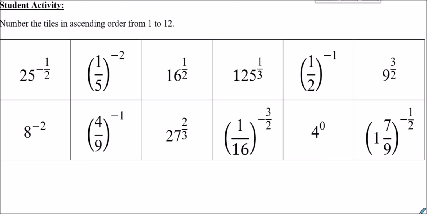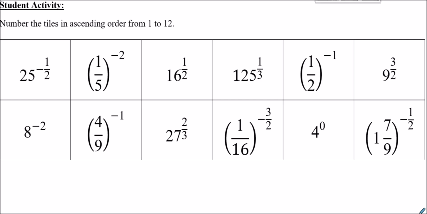Next up, we have an activity for you to try. We've got 12 different tiles here. The idea is to work out the value of each one, and then afterwards label them from 1 to 12 in ascending order. That means smallest first, going bigger as you go along. So pause the video and have a go at these, number them yourself, and only once you've done that, play the video. So let's have a look now and see what we get.